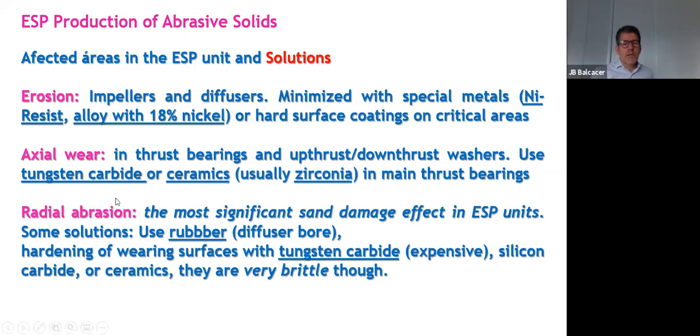We also have tungsten carbide or ceramics, usually zirconia, in order to cover those areas that are in direct contact with the solids or the sand. We have axial wear and radial abrasion. In the second case, the most significant is the sand damage in ESP units. So some of the solutions are to use rubber in the diffuser bore, or hardening with tungsten carbide, which is again expensive, or ceramics. And one of the issues is that they are very brittle, so they are very easy to break.